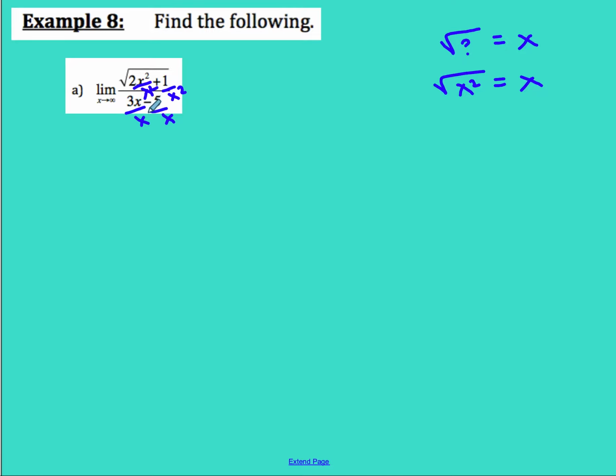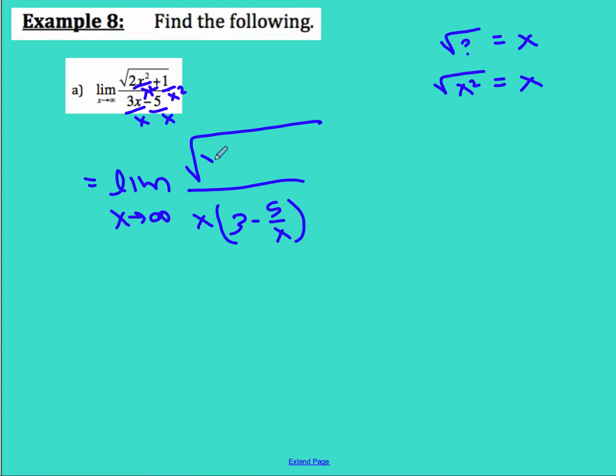Okay. So now from here, I'm going to do a little simplifying. Down here, well, let's write this one out. We'd have x, and then because we factored it out, we would have 3 minus 5 over x. And now up top, I would have my square root, and I took out an x squared, and then I would have 2 plus 1 over x squared. Okay. In this case, if you guys just wanted to check, if you took the square root of the x squared, we would be back to x. So then they would be exactly the same.